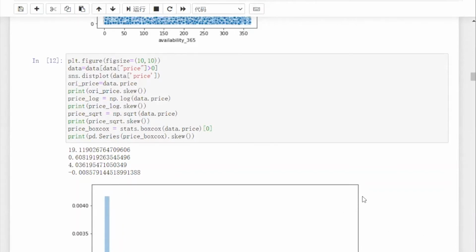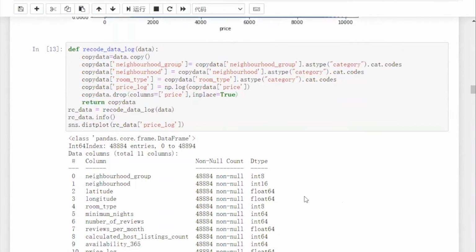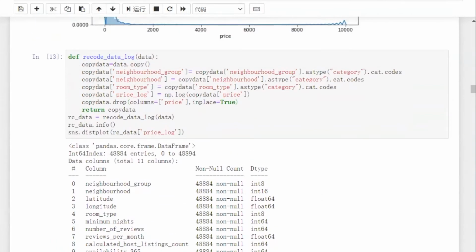So we try to use the natural logarithm of prices, square roots, or the Box-Cox method to get a better skew score, which means making the price a relatively normal distribution. By comparing the scores, we decided to use the natural logarithm of the price to replace the price itself. So next, we want to explore the relationship between all other variables and price.